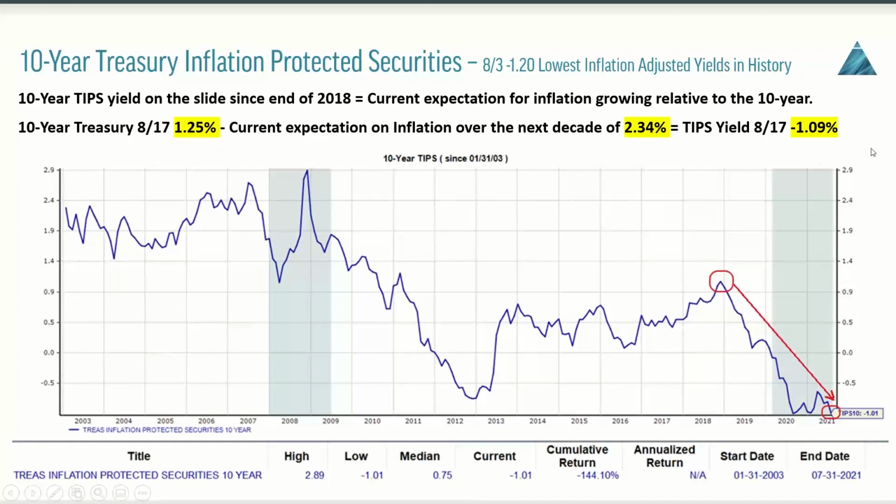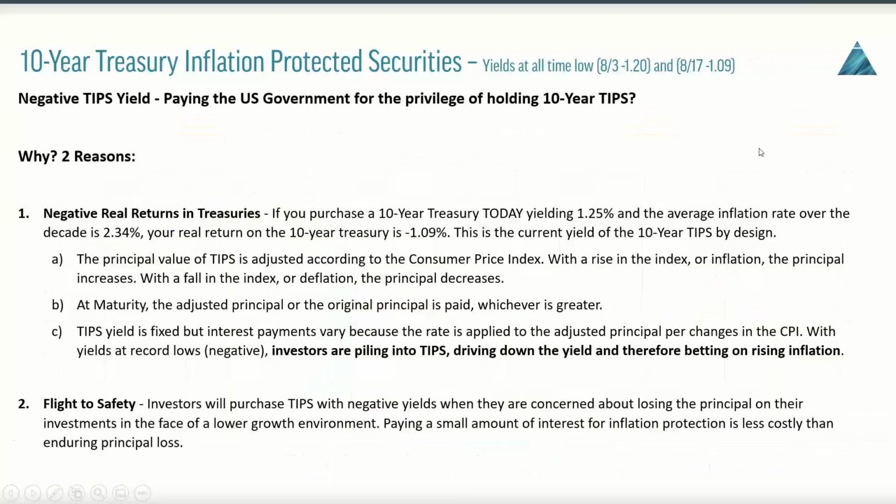So if we look at current TIPS yields, which on 8/17, which was the Tuesday of this week, yesterday, negative 1.09%, that would give us a current expected inflation over the next decade of 2.34%. So the calculation on the TIPS yield is effectively the 10-year Treasury minus the current expectation for inflation. So that's more or less how that works.